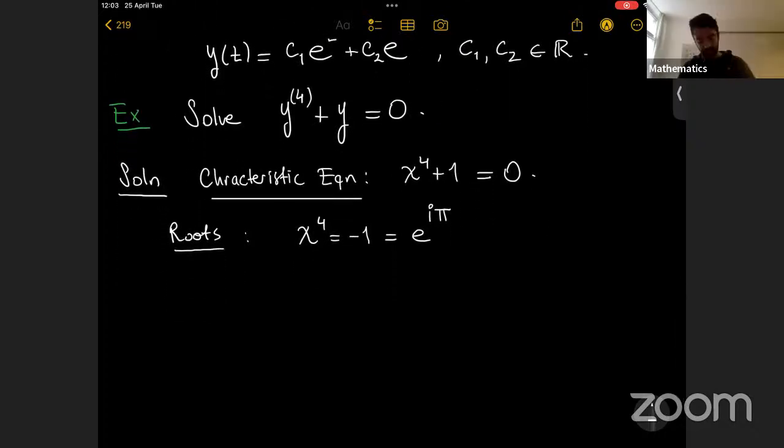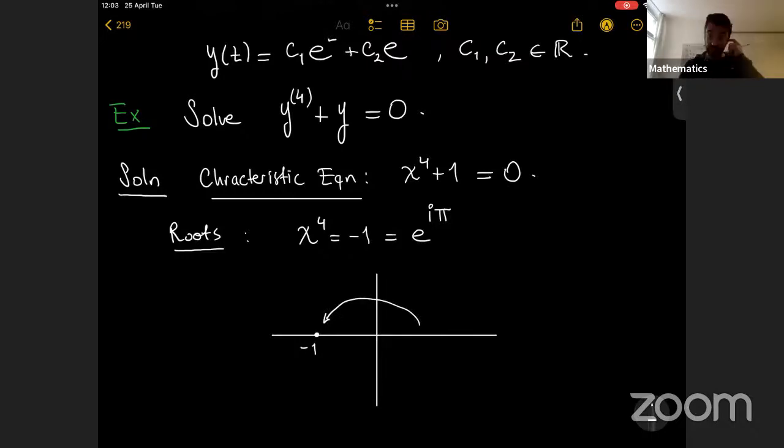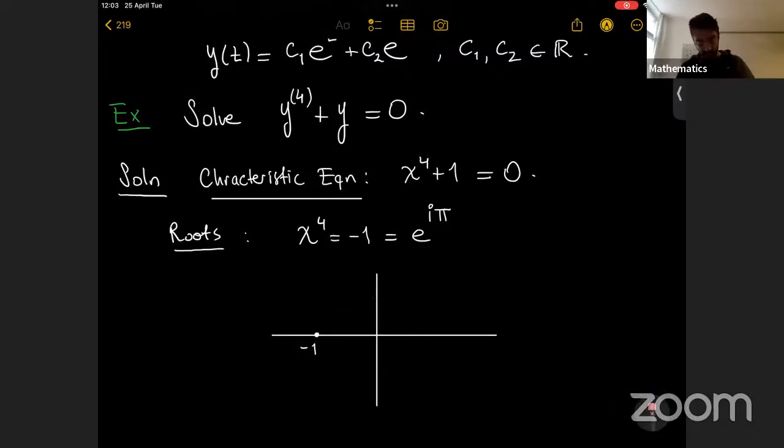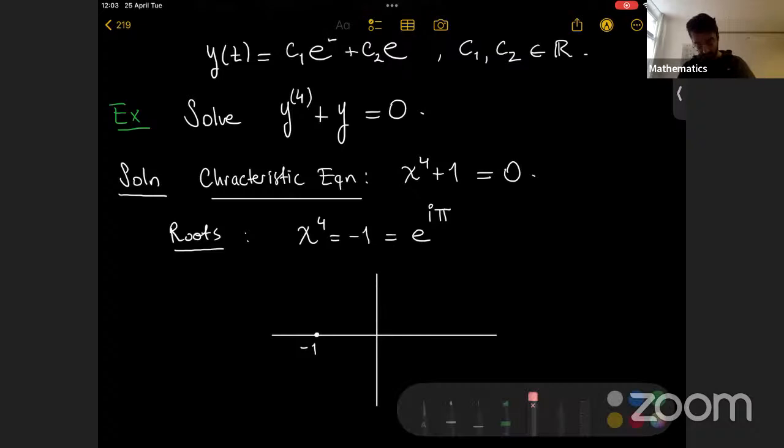Maybe let me do this on the complex plane. This is -1. And it is e to the I pi. Pi is the angle. So when you make a pi rotation here, you get -1. Okay. So it's e to the I pi. Well, so what are the roots here? What is lambda here? Well, the first root is lambda 1.